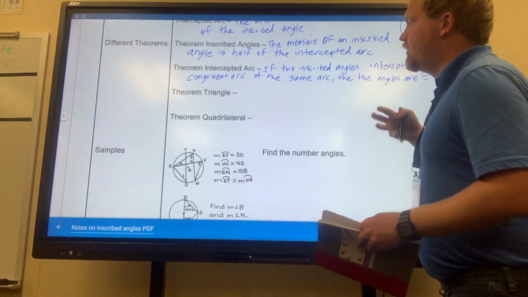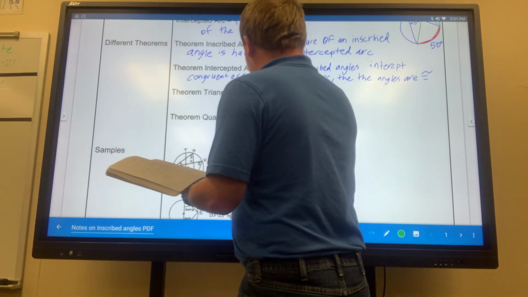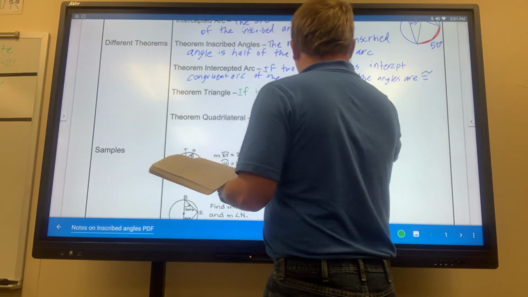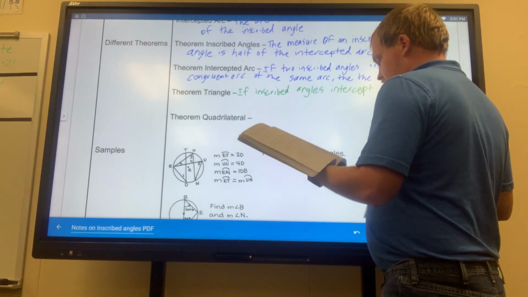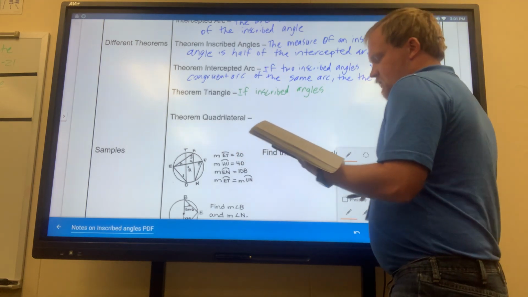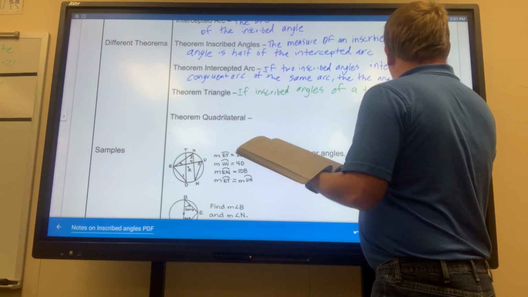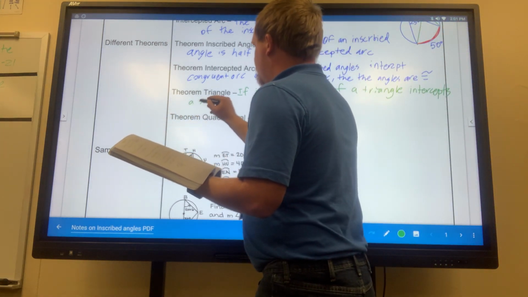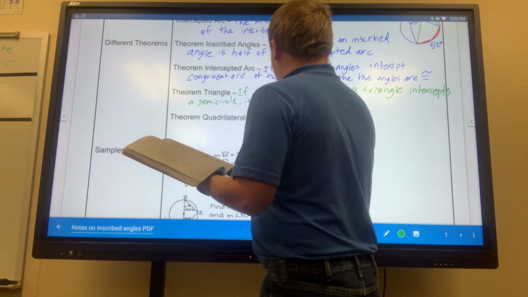Now, a theorem dealing with triangles. The inscribed angle of a triangle states that if an inscribed angle of a triangle intercepts a semicircle, it's a right angle.